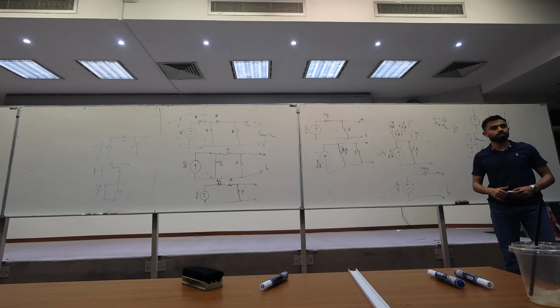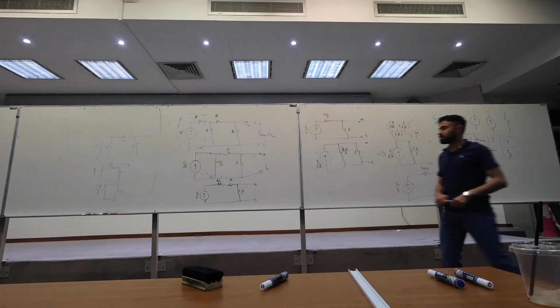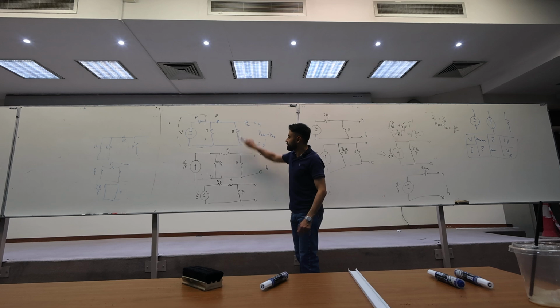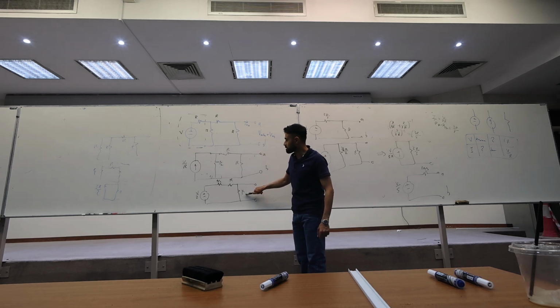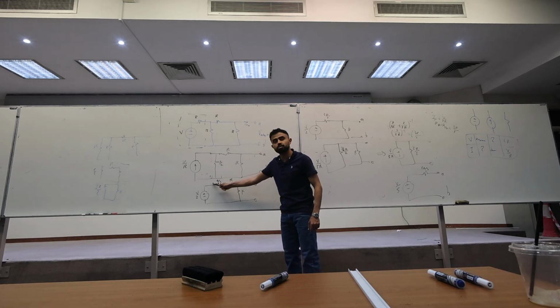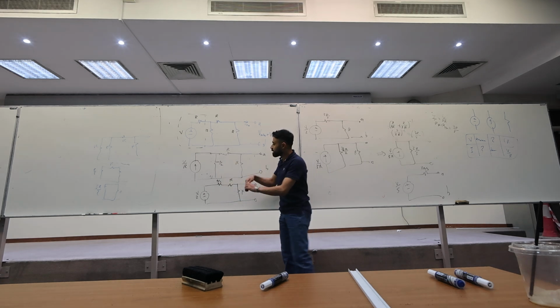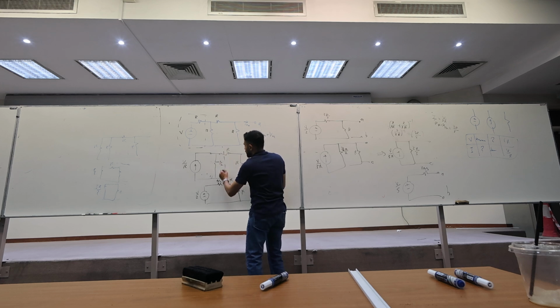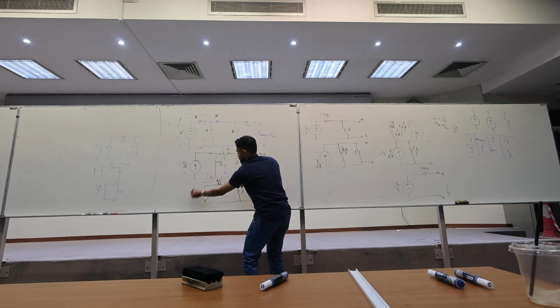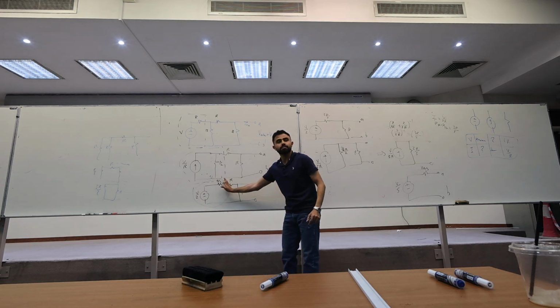Yes? Which series? 1, 2, 3. What's wrong with 3? R is in series with R over 2. Because I converted this block using source transformation, which is this block, without this R.